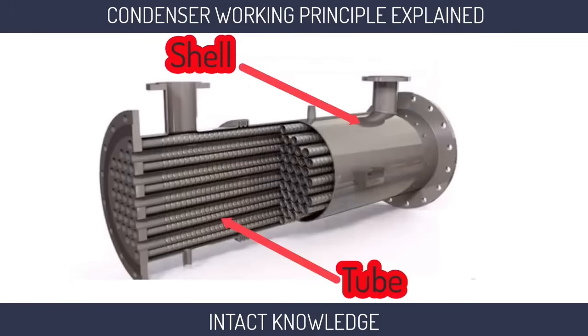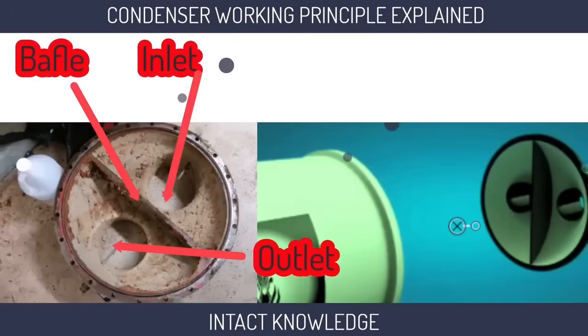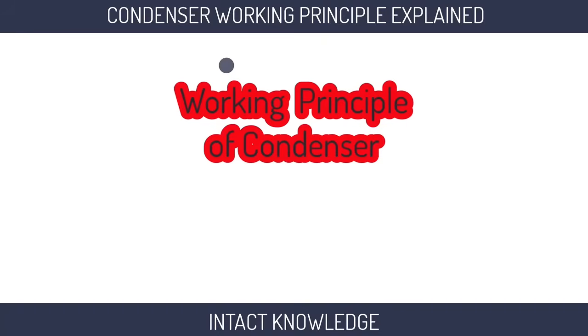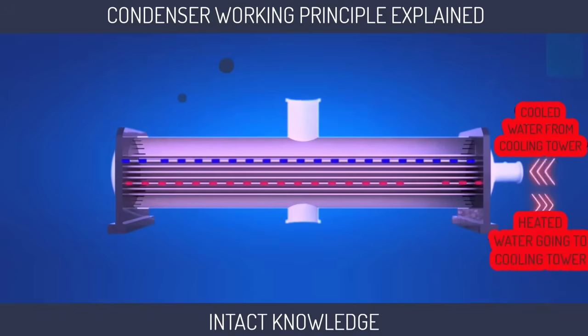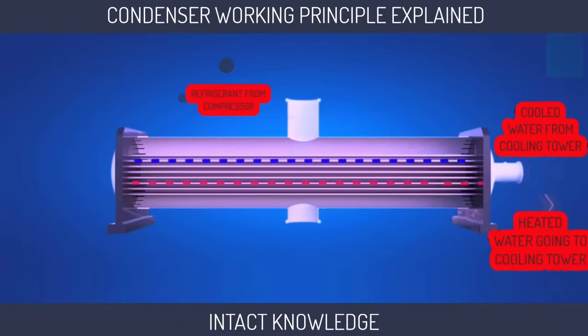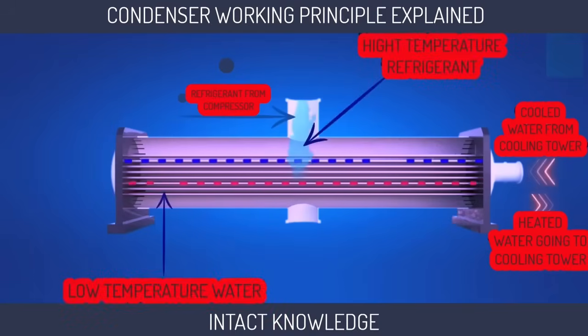Condenser is also a shell and tube heat exchanger. This also has a water box and baffle, and both ends are sealed to prevent refrigerant leakage. Now let's see how it works. Water from the cooling tower enters into the condenser and travels throughout the coil. The refrigerant coming from the compressor enters the condenser at high temperature and in vapor stage.